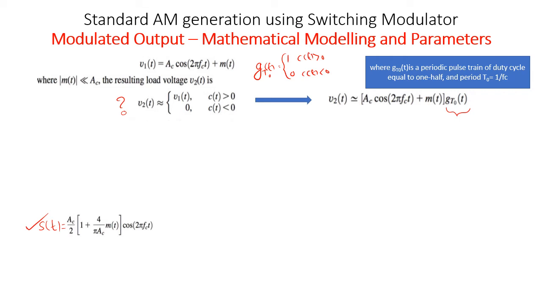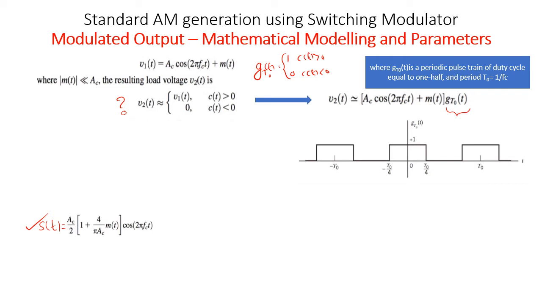So what I've done is, instead of the piecewise characteristics of that diode, I have represented it as a mathematical expression. I am equating it to a pulse train with a duty cycle of 50% and a period exactly the same as that of the carrier, right? So now this g_T0(t) looks like this.